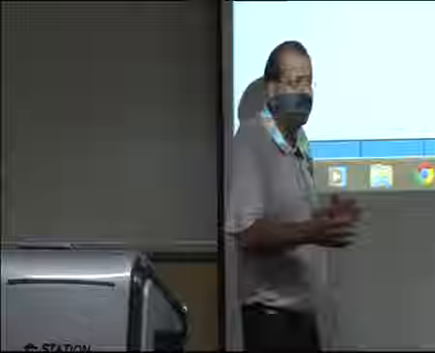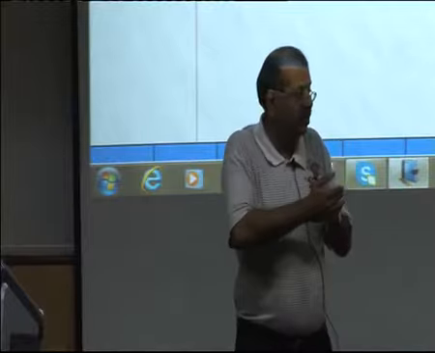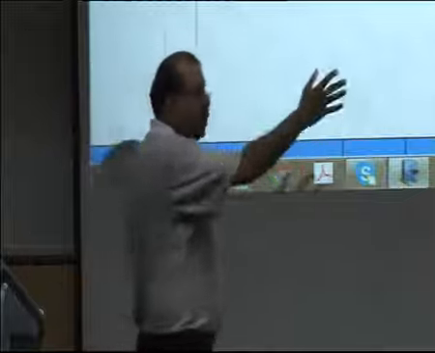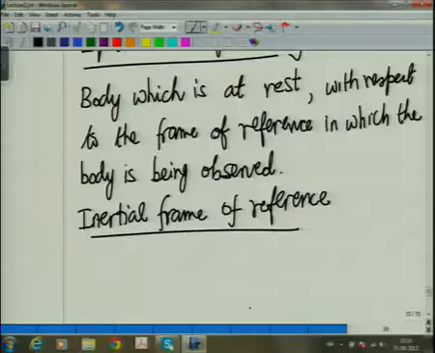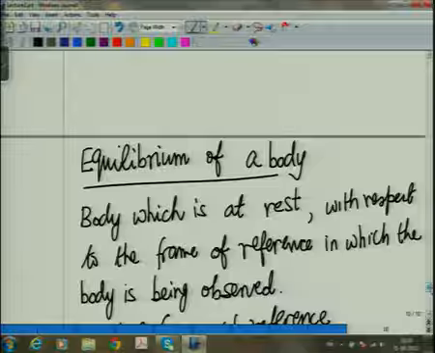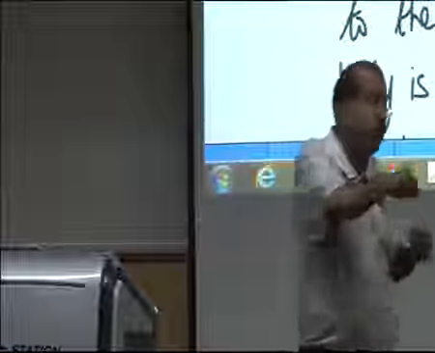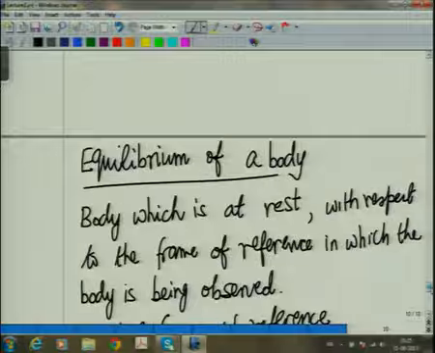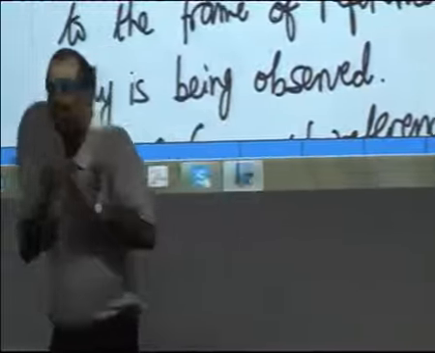What we also find is that a second frame, which is moving with a constant velocity with respect to an inertial frame, is also an inertial frame. As long as the frame is not accelerating, the other frame is also an inertial frame. That is why, when we talk of equilibrium of a body, we say that the body is at rest or it is moving with a constant velocity. Constant velocity means we automatically say it is moving along a straight line with constant speed, because if the body is moving on a curved path, even with constant speed, its acceleration is not zero.